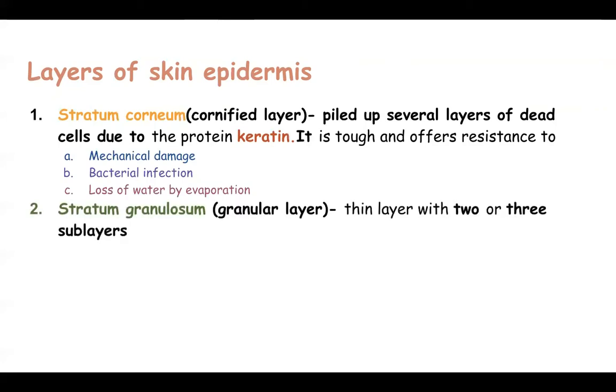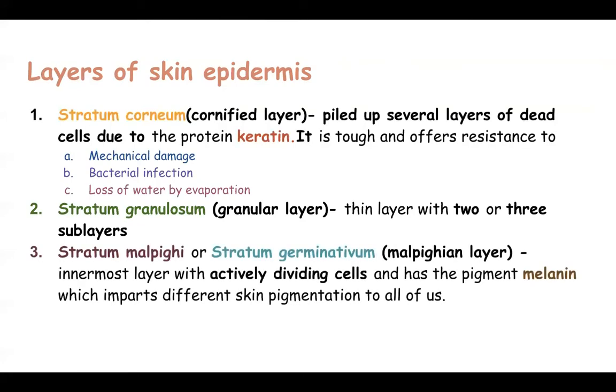Then comes the stratum granulosum. This is the granular layer, which is only 2 or 3 sublayers thick and gradually gives way to the third or the innermost layer. That innermost layer is the stratum Malpighiae or stratum germinativum. It's called the Malpighian layer or the germinative layer. It is the innermost layer which is actively dividing. It has the pigment melanin, which imparts different skin pigmentation to all of us. We all have different skin colors because of the pigment melanin.